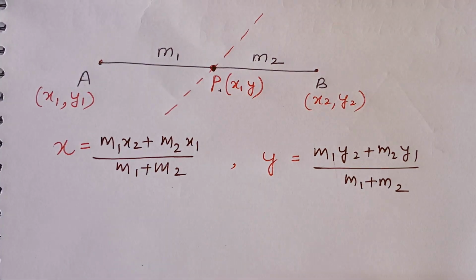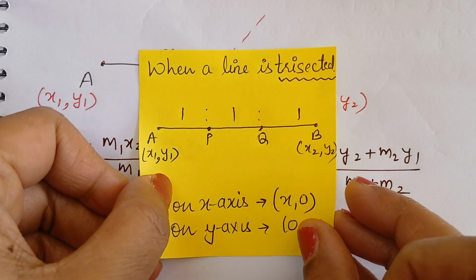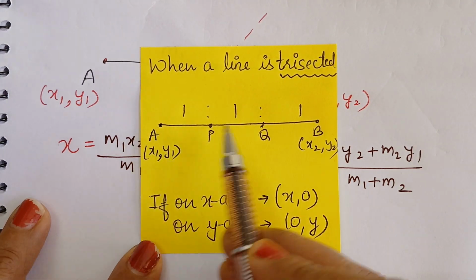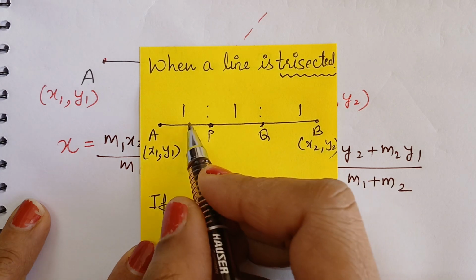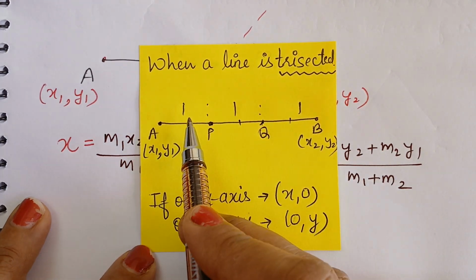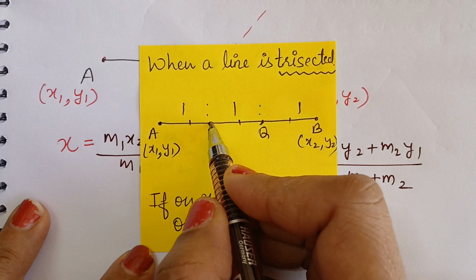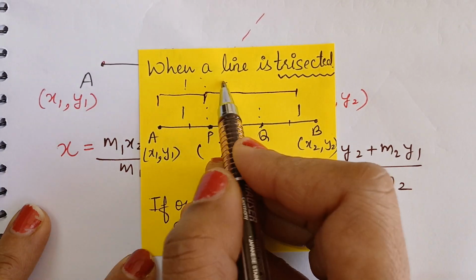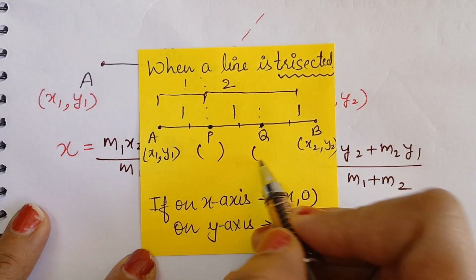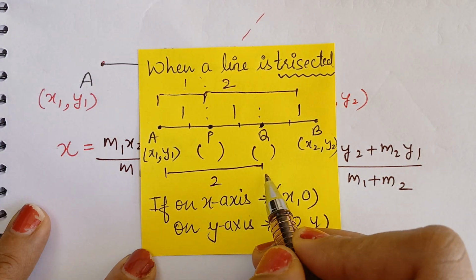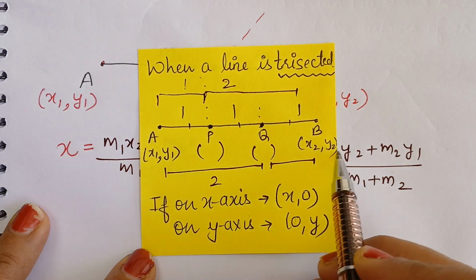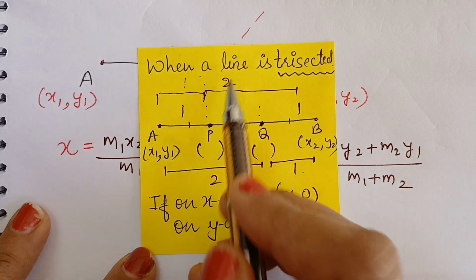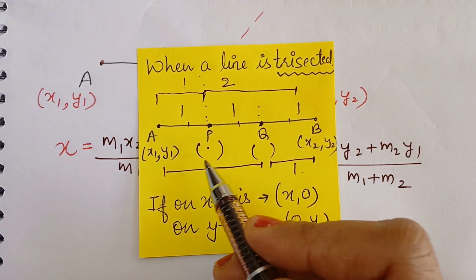And the third type is when a line is trisected. When a line is trisected, it means 1 is to 1 is to 1. Line is trisected means P and Q are trisecting this line, means this equal to this equal to this. So it will be 1 is to 1 is to 1. So if I have to find the coordinates of this point, I need to take the ratio as 1 is to 2. If I have to find the coordinates of this point, I need to take the ratio as 2 is to 1. Because these points are given to me, ratio is also given, I can find the coordinates of point P as well.